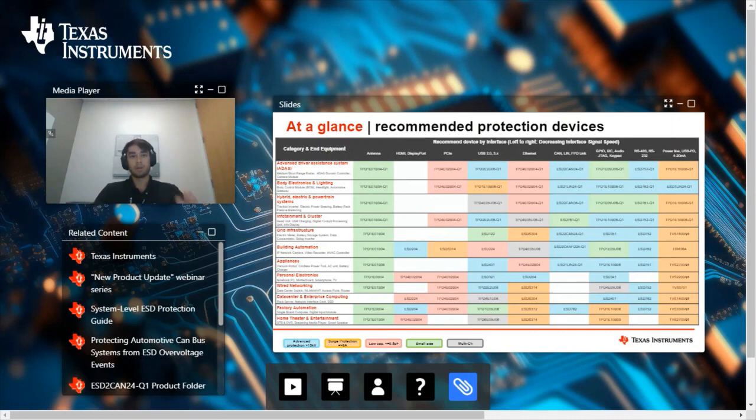So here you can get an idea of all the different devices that we offer for many popular interfaces across lots of different applications. And we have voltages from 3.6 volts all the way to 36 volts and looking to expand to higher voltages as well. And we'll have diodes to meet your needs with different specs that we'll cover going on.